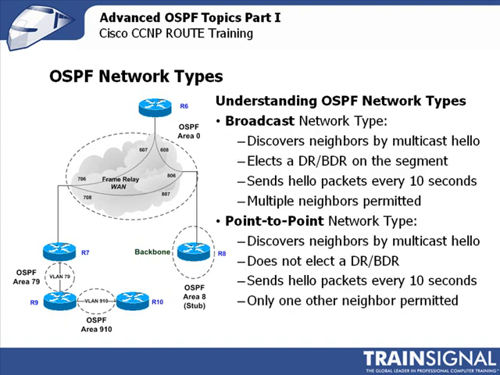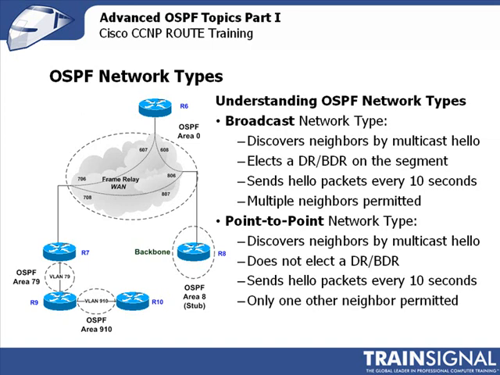First, there's the broadcast network type. This type of network discovers neighbors by multicast hello. It elects a DR and BDR. It sends hello packets every 10 seconds, and multiple neighbors are permitted. Ethernet networks are the most common broadcast networks, although if configured a particular way, frame relay networks can operate in the same manner.